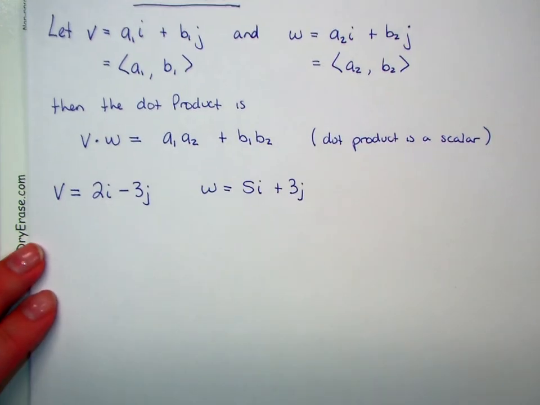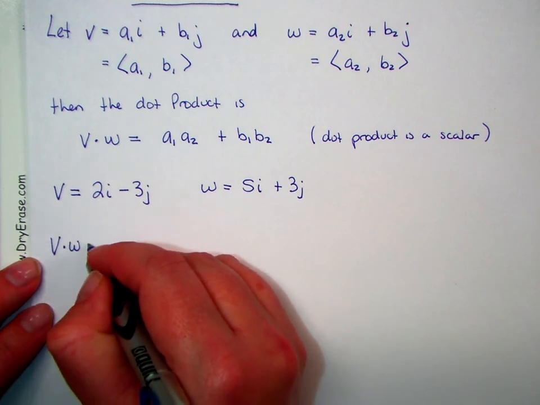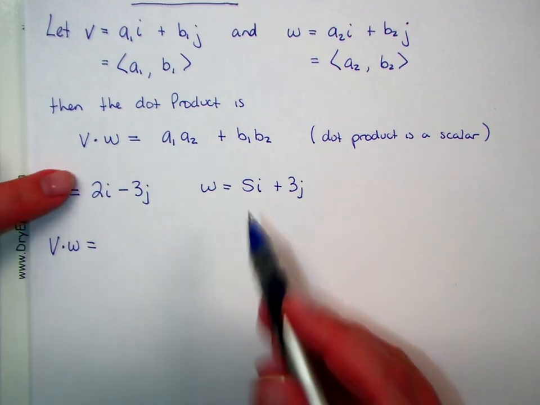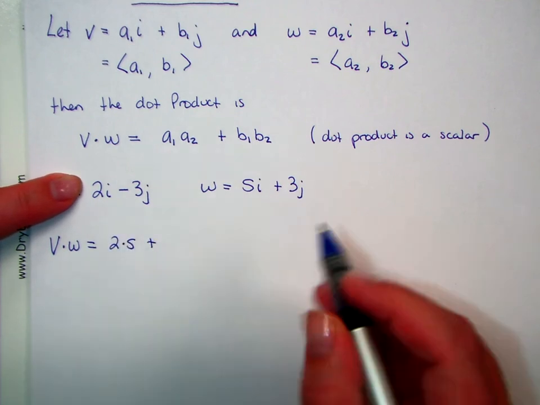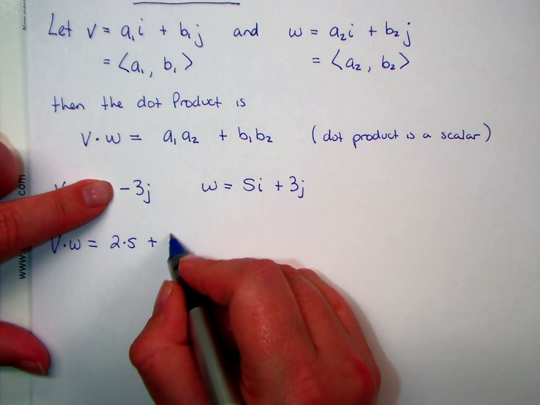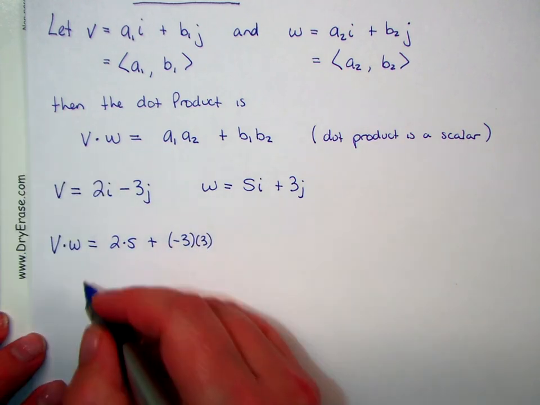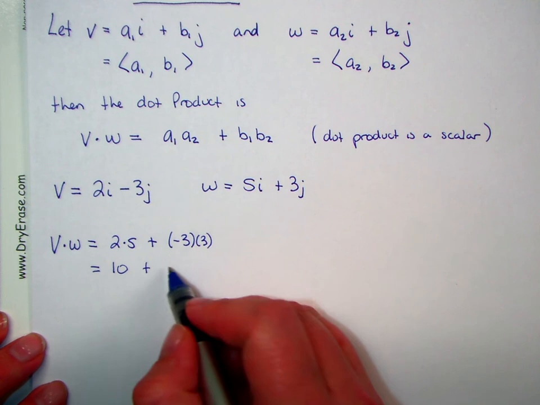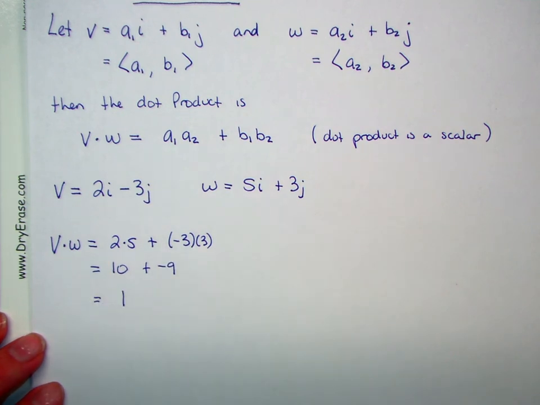So let's say we have a vector v, 2i minus 3j, and a vector w, 5i plus 3j. If I wanted to do the dot product between v and w, we're going to take the i components and multiply them together, so 2 times 5. And then add to it the j components multiplied together, so negative 3 times 3. So we're going to get 10 plus a negative 9, which gives us a dot product of 1.